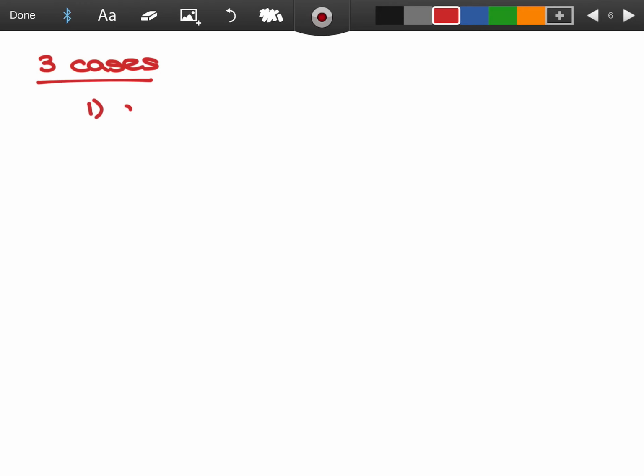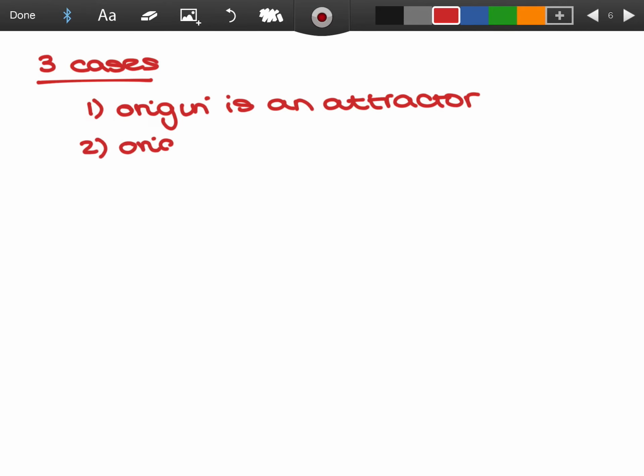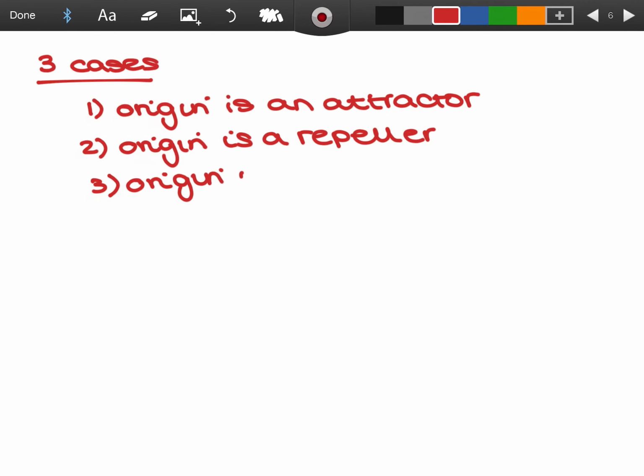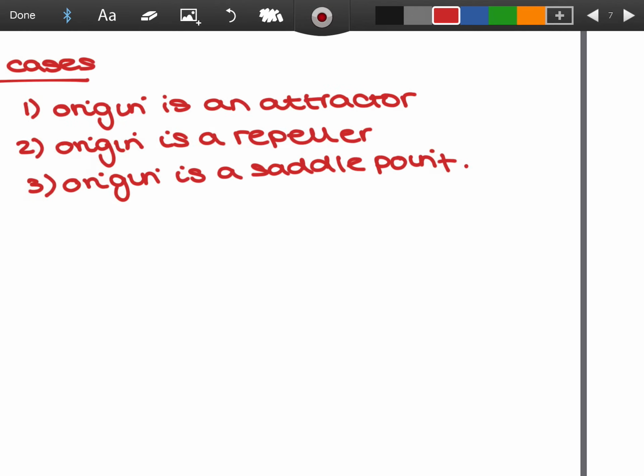Number one is when the origin is an attractor. Number two is when it's a repeller. And lastly is when the origin is a saddle point. Okay. So the first one I'm going to look at is when it's an attractor. So let's see what this looks like.